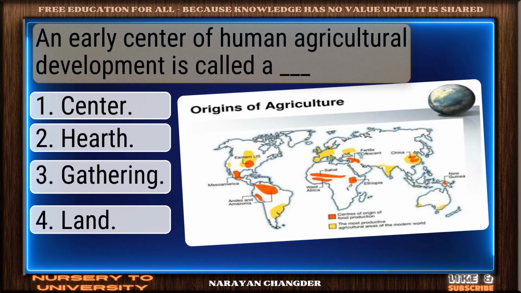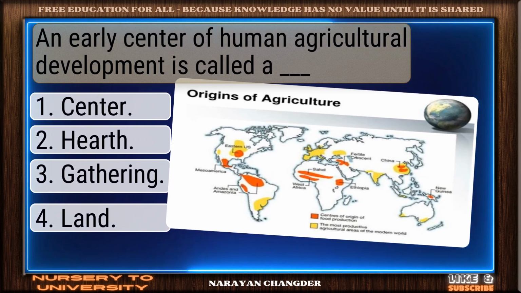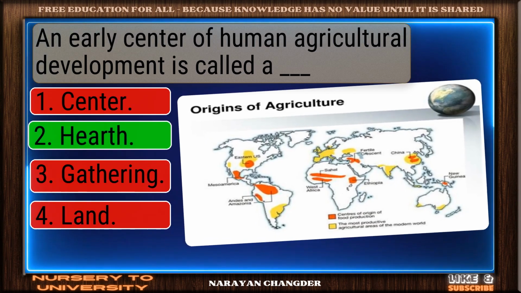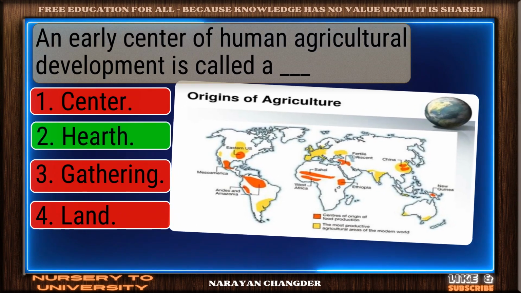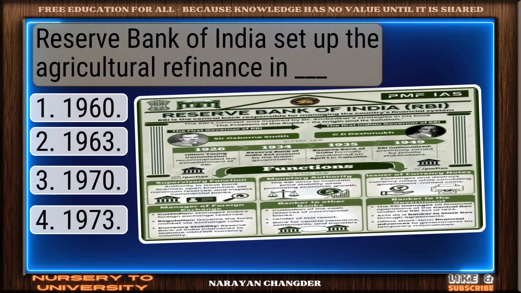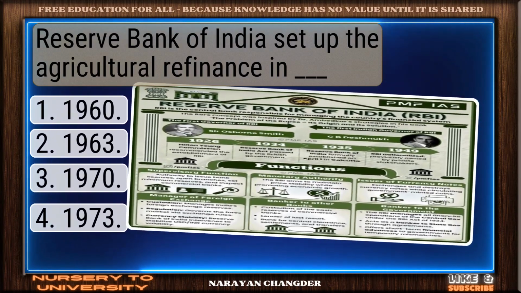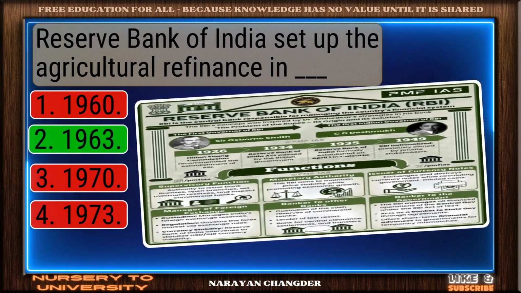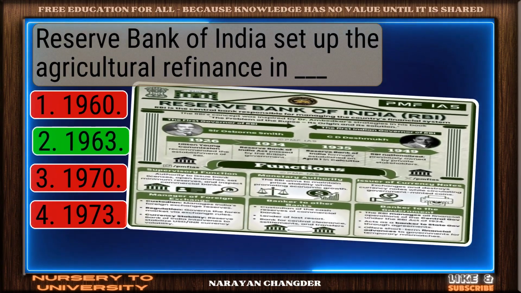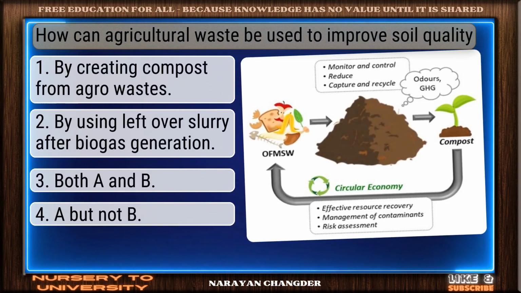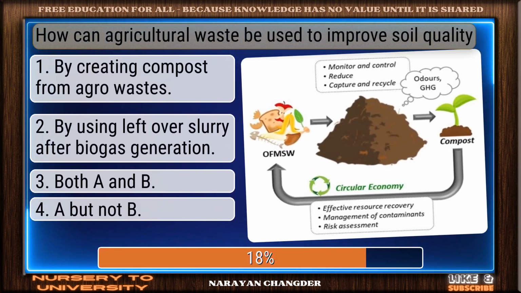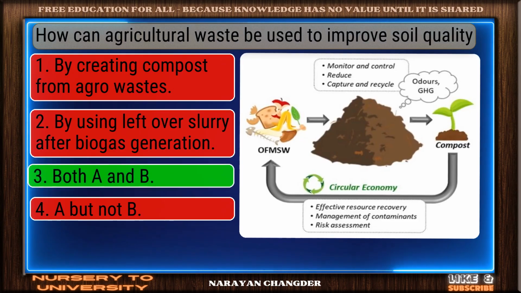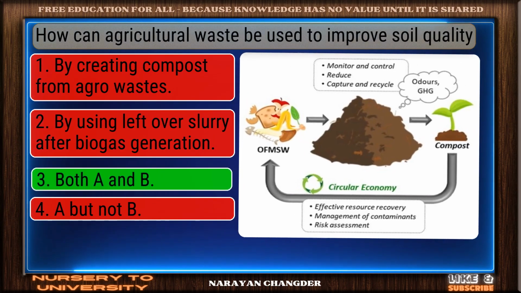An early center of human agricultural development is called a dash. You got it. Your choice, hearth, is right. Reserve Bank of India set up the agricultural refinance in dash. You chose 1963 and it is correct. How can agricultural waste be used to improve soil quality? Solid response. Both A and B is a valid choice.